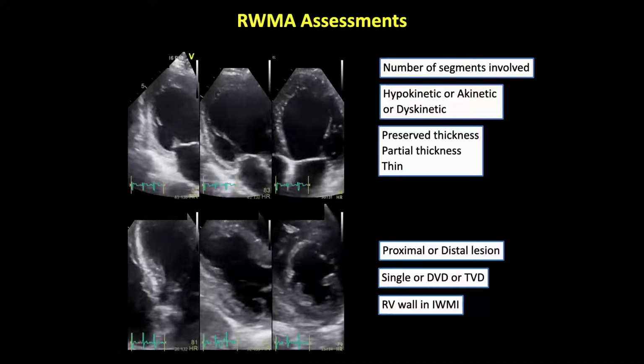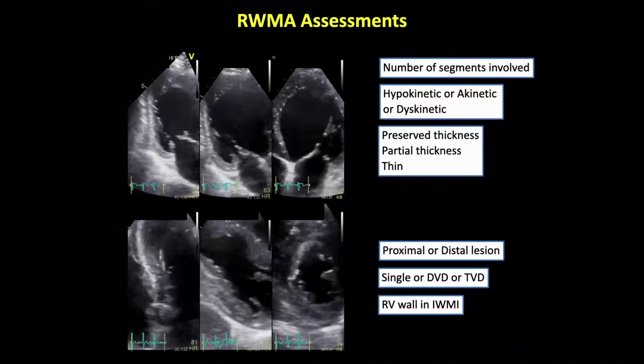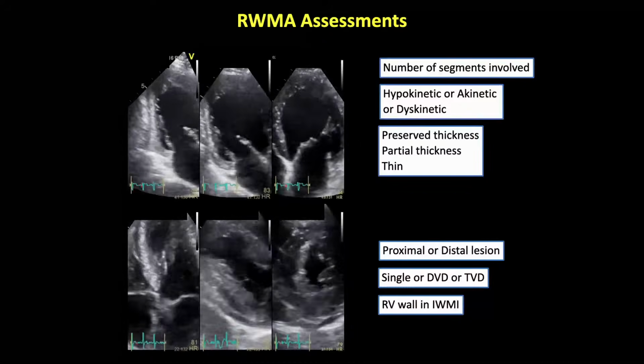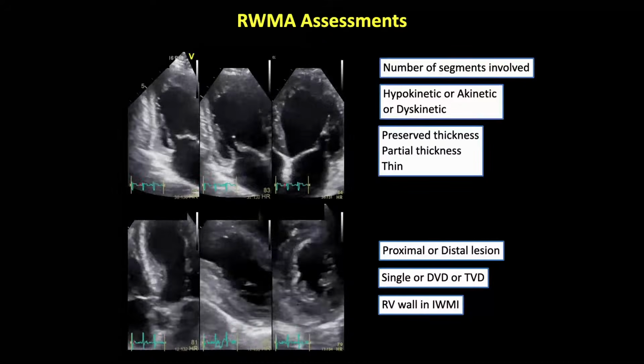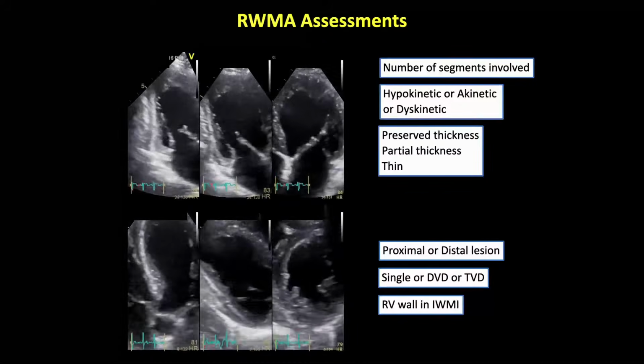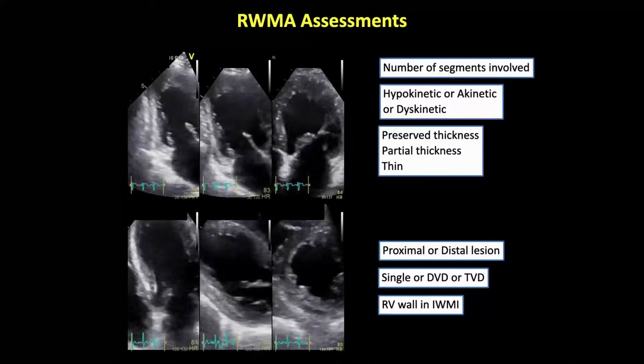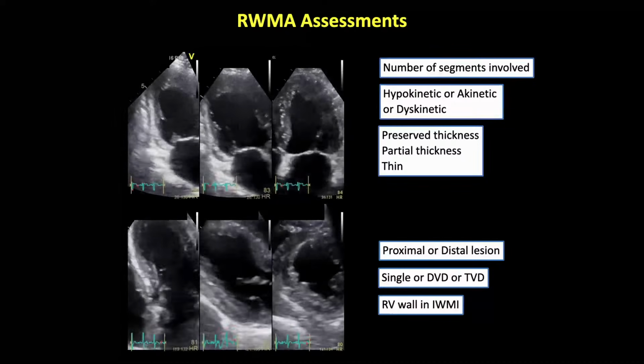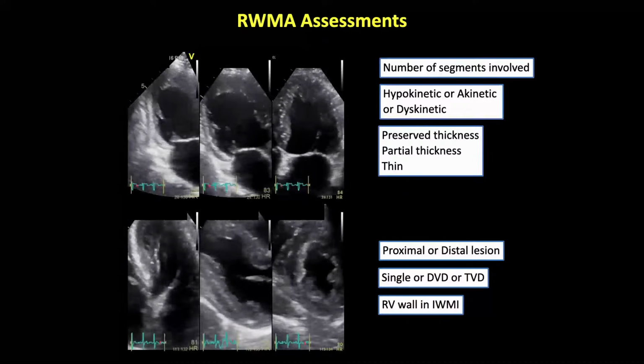Number of segments involved. And then you decide whether it is hyperkinetic, akinetic, or dyskinetic. And then look at the thickness. Is it preserved thickness? Is there partial thickness? Or is it thin? That means it gives you an amount of ischemia that is happening, the amount of myocardial infarction or necrosis that has happened.